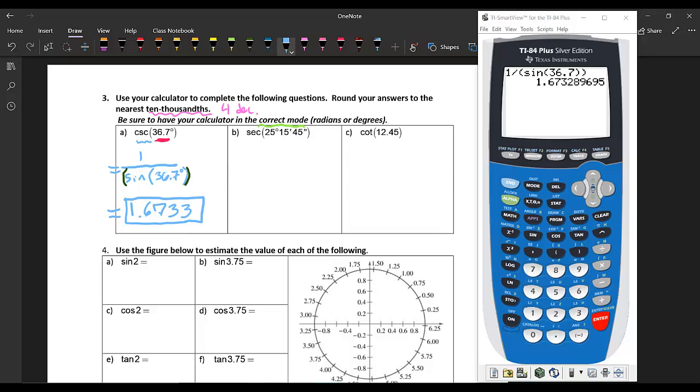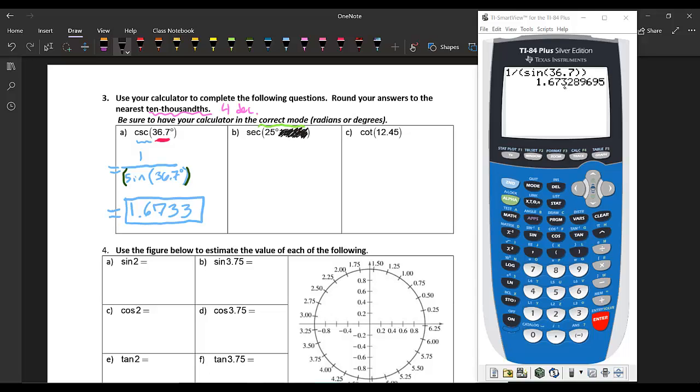I'm going to make a quick edit to part B. I didn't teach you degrees, minutes, seconds. I've only taught you degrees. So we're going to scribble out the 15 and scribble out the 45. Don't worry about that notation. You won't encounter it. So now I'm saying let's take the secant of 25 degrees.